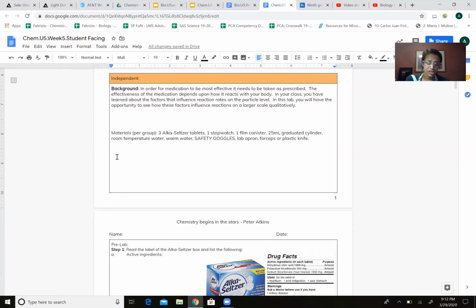A little background information. We want to make sure that we're following the directions on how to take medication.